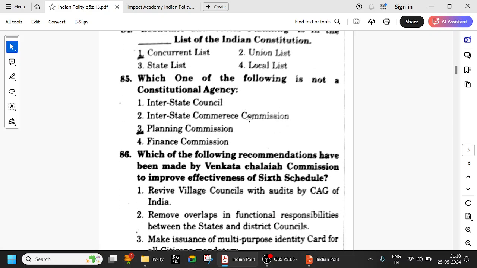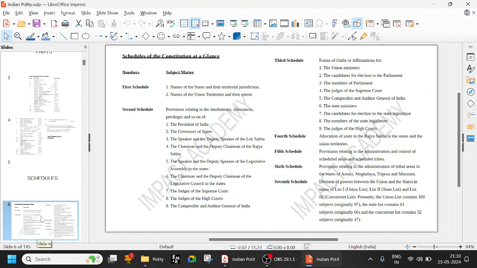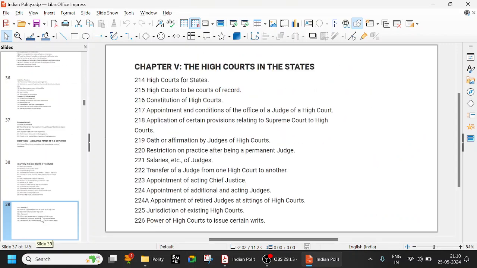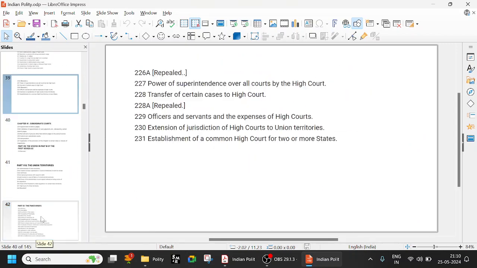So which of the following is not a constitutional agency? So Interstate Council is a very important constitutional body. Interstate Commerce Commission and Finance Commission. All these are very important. Now, Interstate Council will be somewhere around 246. Let's look. Interstate Council.